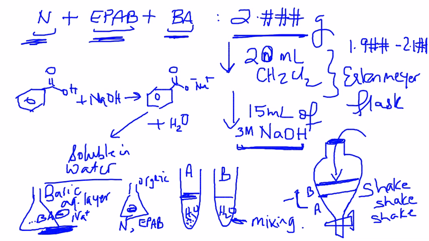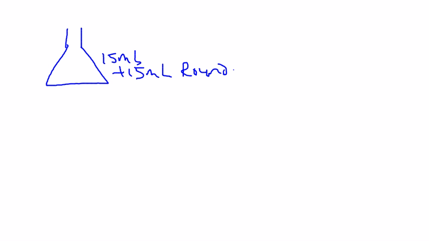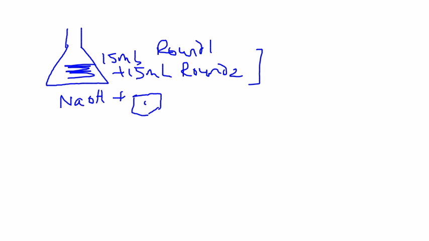And so how do we acidify? That's the next thing. You have 15 milliliters from round 1 plus 15 milliliters from round 2. Round 1 and 2 are for the extraction procedures. This contains sodium hydroxide and sodium benzoate, and we have to acidify that now.